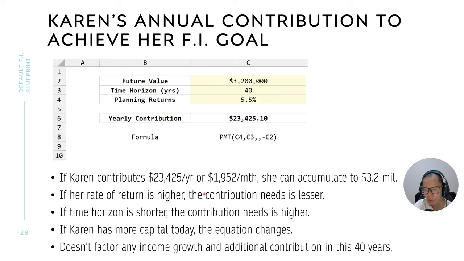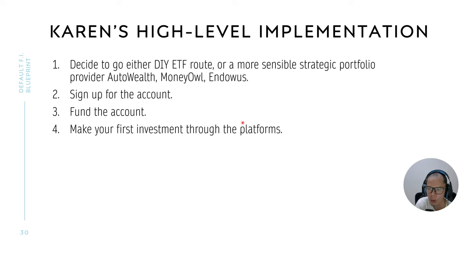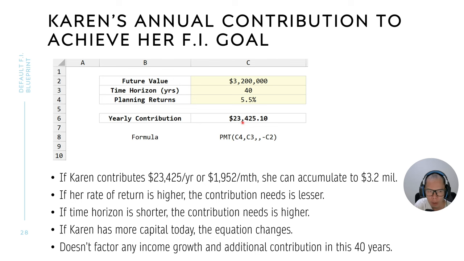And all these things don't factor in any of Karen's future income growth and additional contribution. So there are a lot of opportunities. And if this is kind of tough for a 25-year-old to build up, she doesn't have to put in all of it. This is just an equal 23,000 all the way. In the future, when she earns more, maybe 80,000 or 100,000 or even 120,000, she could put in more, let's say 40,000, and that makes up for her low savings at the start. The equation changes, but this gives you a good idea.